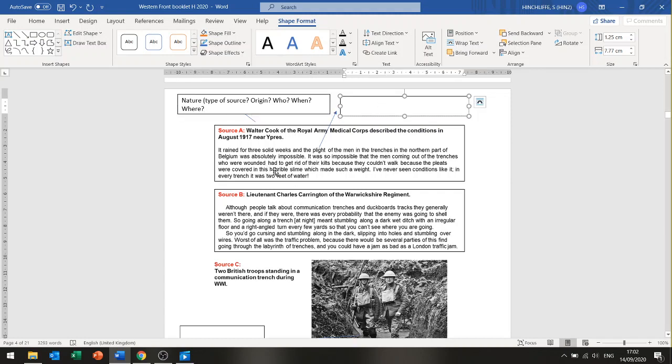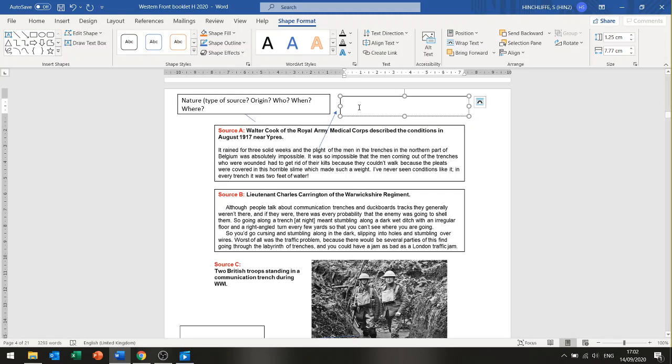The second part of the source is always the content. So it's worth having a look at this. What I'd like to do, and this is the best thing to do, is to find certain words and start to make inferences. What does it tell us about the source based on our knowledge? This says, it rained for 3 solid weeks, and the plight of the men in the trenches in the northern part of Belgium was absolutely impossible. The word plight means difficulty.